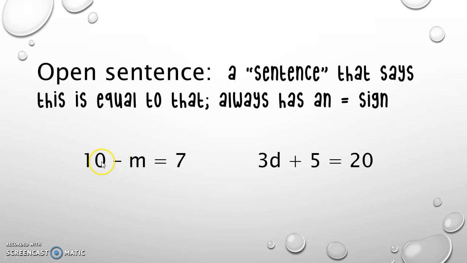So in this case, 10 minus m, something I don't know, equals 7. And some of you are probably saying to yourself, Ms. Brown, that has to be 3 because 10 minus 3 equals 7. And you'd be correct. This one says that 3 times d, which I don't know, plus 5 equals 20. And you may be able to figure out that 3 times 5 is 15, plus 5 is 20. So you may have been able to figure out that d is 5.